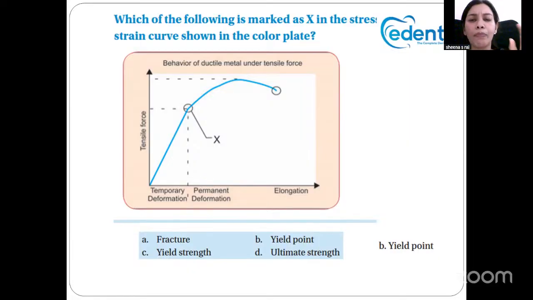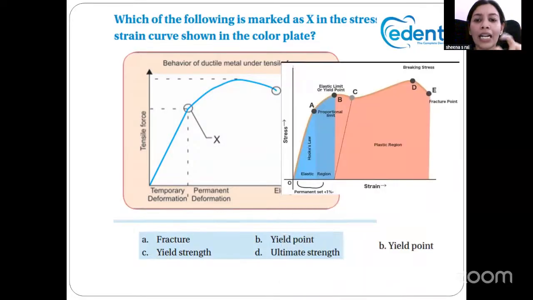The answer is B, yield point. What is yield point? For understanding that, I have added one more image. Yield point is otherwise called the elastic limit, meaning the point at which a material changes from the elastic to the plastic region. Understood? Please keep this in mind.